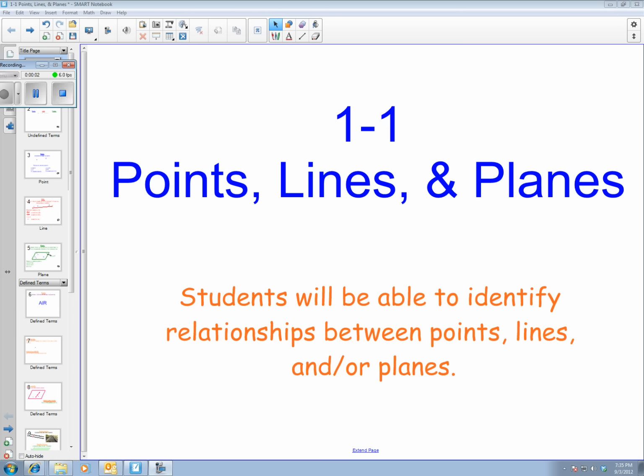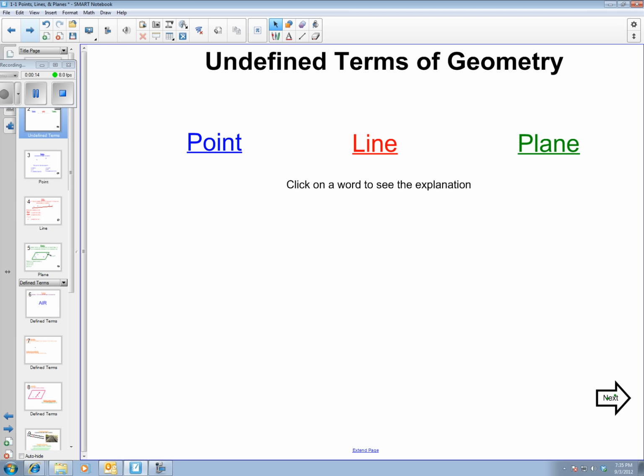Today we'll be learning about points, lines, and planes. In this lesson, we will be identifying relationships that exist between points, lines, and planes. There are three undefined terms in geometry: point, line, and plane.